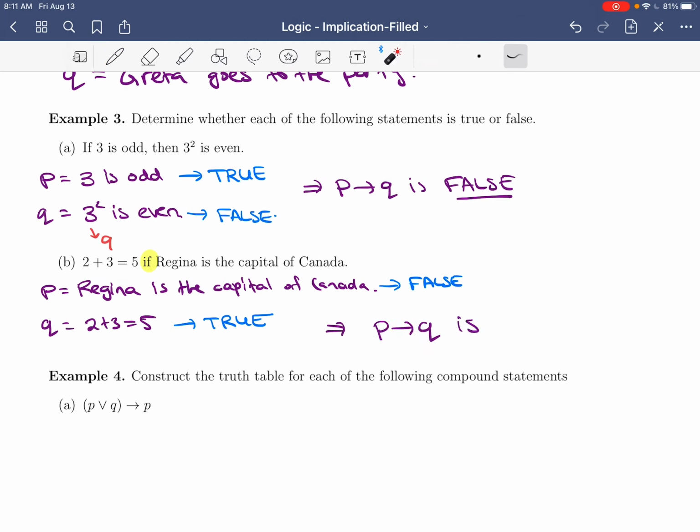It actually doesn't matter whether the conclusion is true or not. The premise being false guarantees that the implication is true. Because the implication says if P happens, then Q must happen. But if P doesn't happen, then we call it vacuously true. It's just true automatically because there's no way to break my promise in that instance.